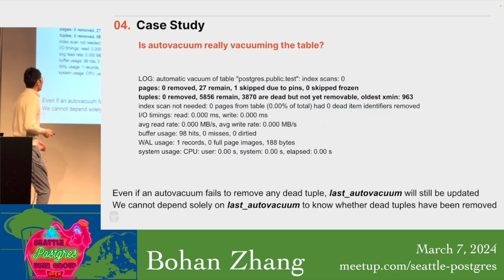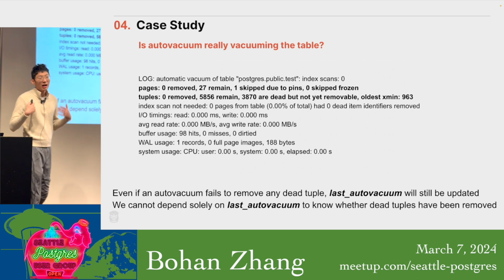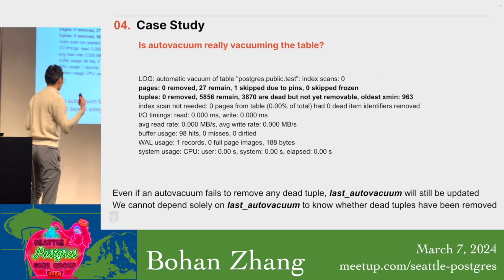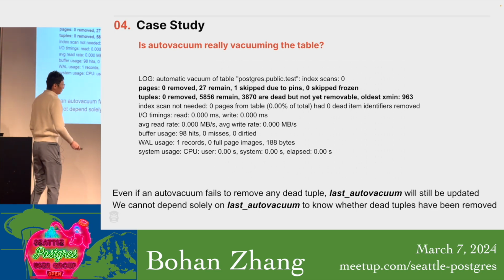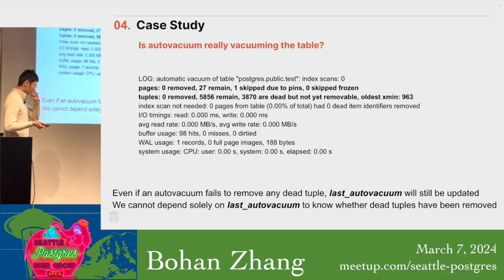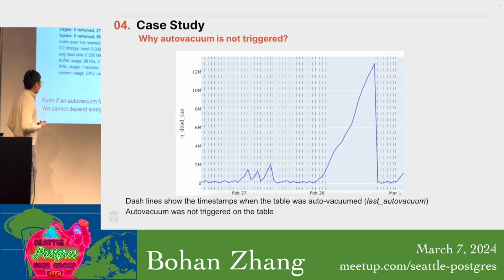This means even if an auto vacuum fails to remove any dead tuples, this timestamp will still be updated. So we cannot depend solely on this timestamp of the last auto vacuum to know whether dead tuples have been removed or not. We cannot rely only on this metric to say whether your auto vacuum is optimal or not. This is one very interesting example from our customers.